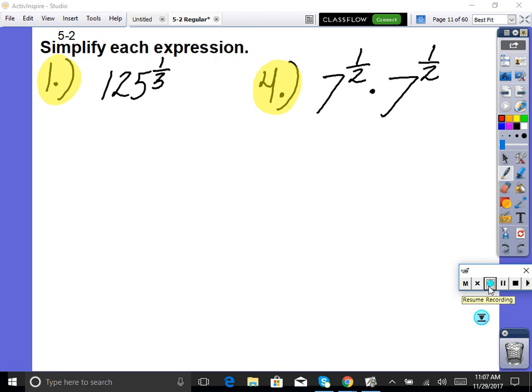5-2. It says simplify each expression. So everybody, this is just more review of what we've already learned, but more advanced. I'll come pick those up if you want to just stay. Yep, I'll come pick those up. Okay, here we go.